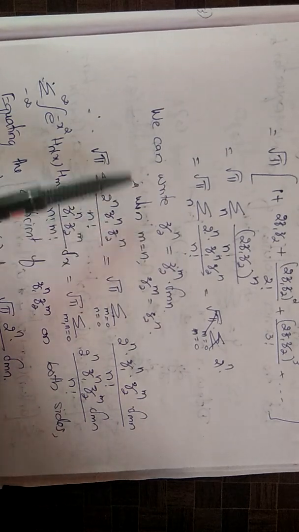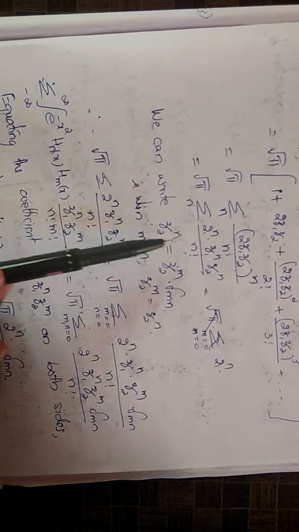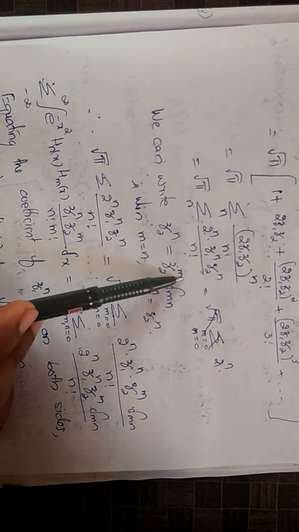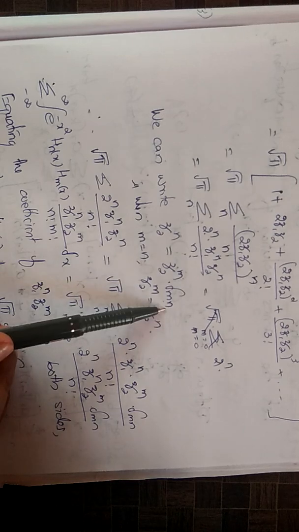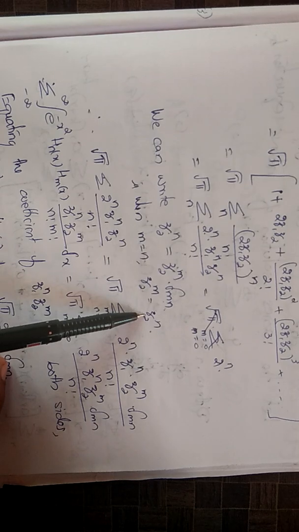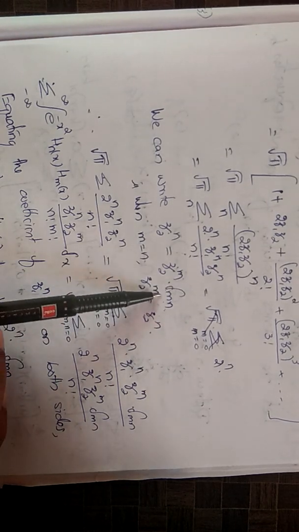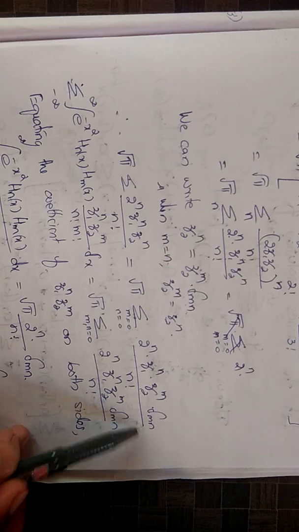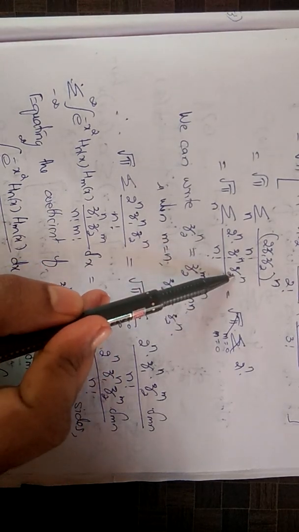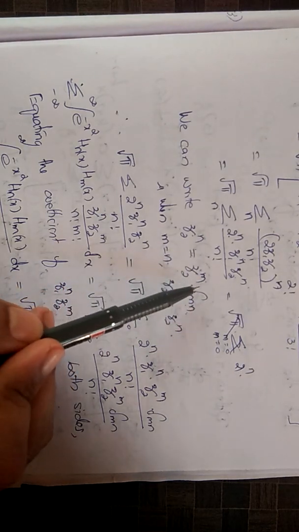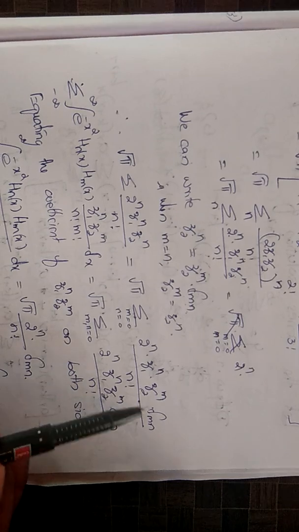Now you can write z2 to the power n as z2 to the power m delta mn. That means when m is equal to n, z2 to the power n is equal to z2 to the power m. Okay, so in order to incorporate the Kronecker delta, I'm just modifying this z2 to the power n as z2 to the power m delta mn. That is the only change.